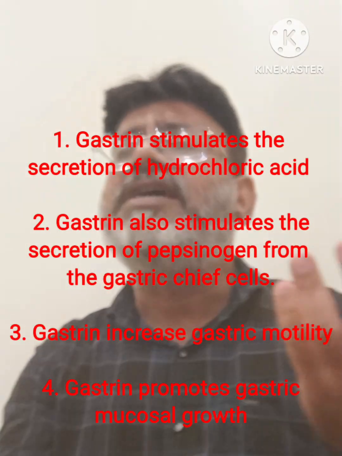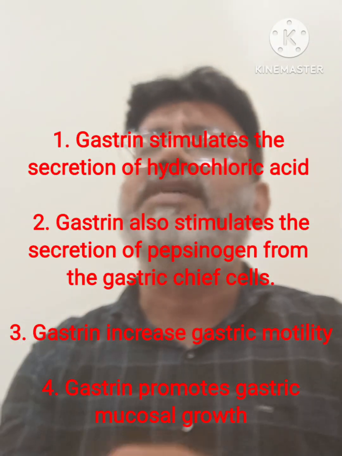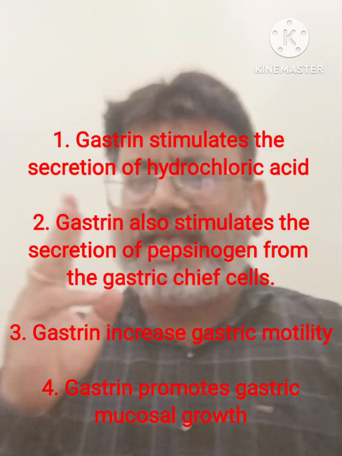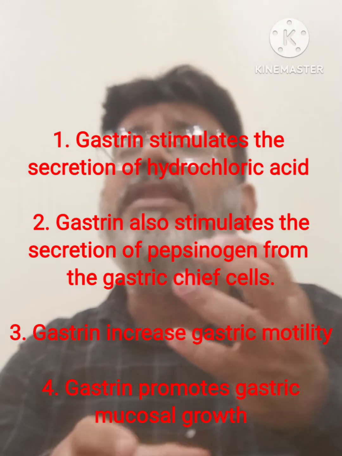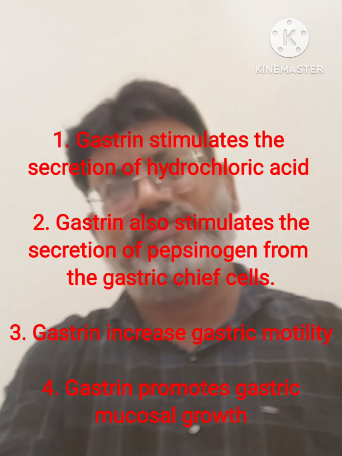Gastrin stimulates the secretion of hydrochloric acid. Gastrin also stimulates the secretion of pepsinogen from gastric chief cells. Gastrin increases gastric motility and promotes gastric mucosal growth.